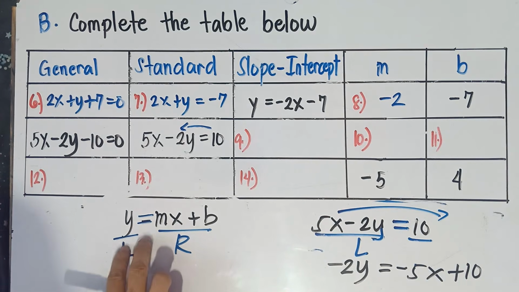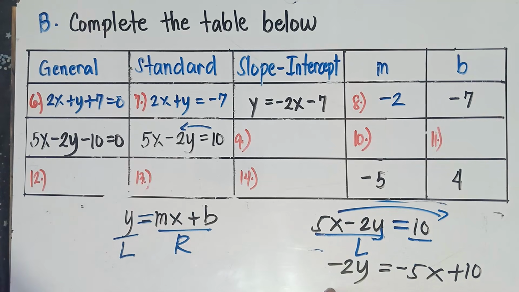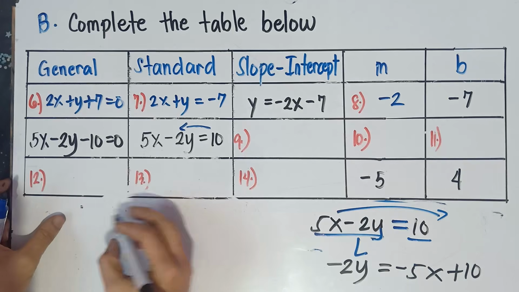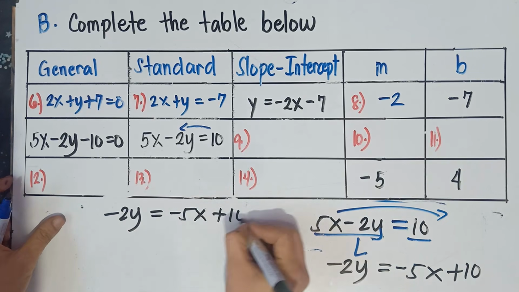Alright, and then to follow this format, since we only have y, we need to divide both sides by negative 2. Once again, class, we need to divide both sides by negative 2. Let me just copy that one. We don't have enough space, class. This is negative 2y equals negative 5x plus 10.